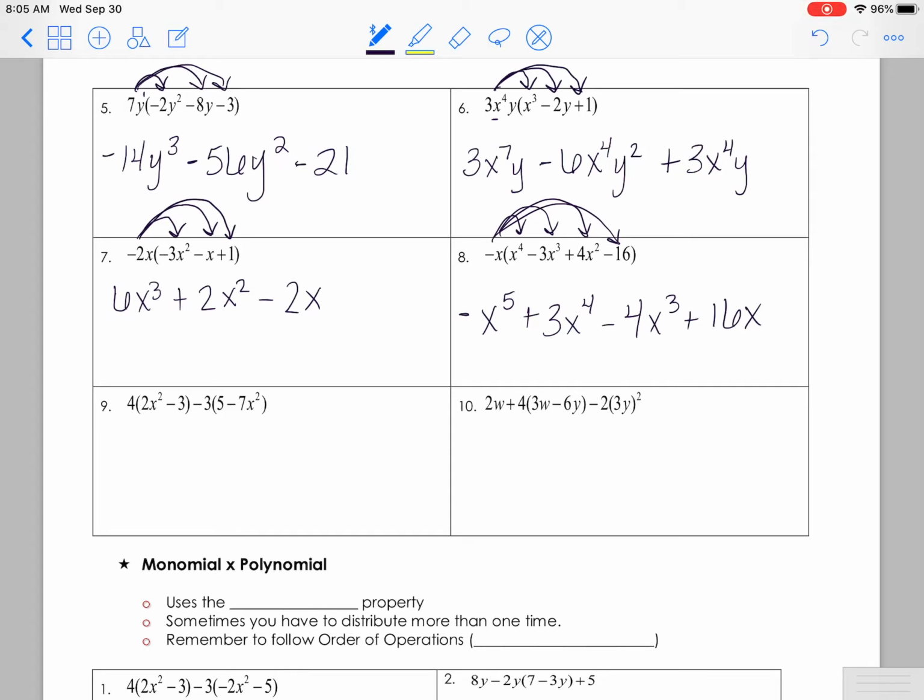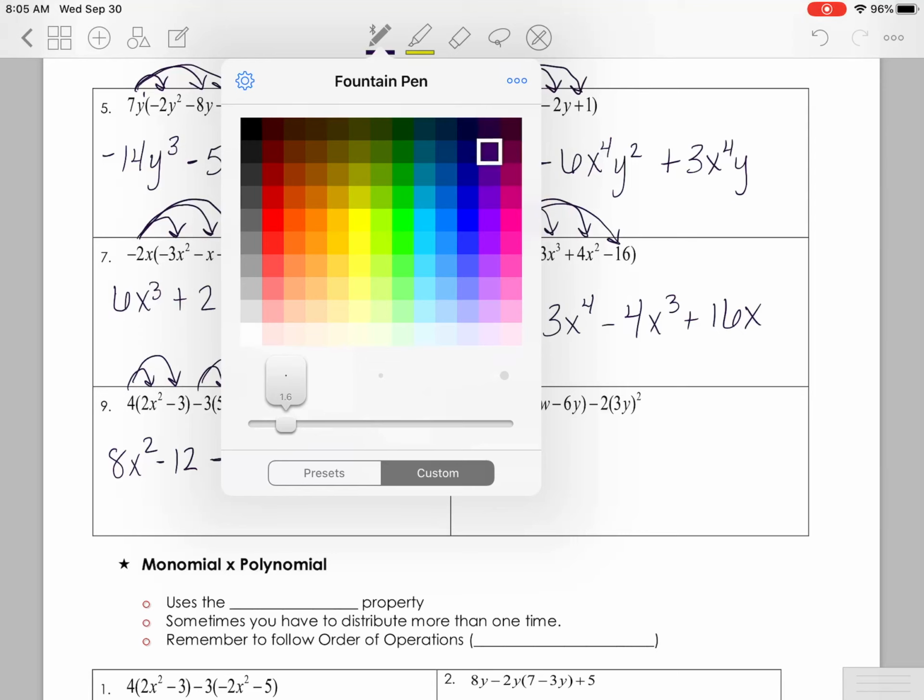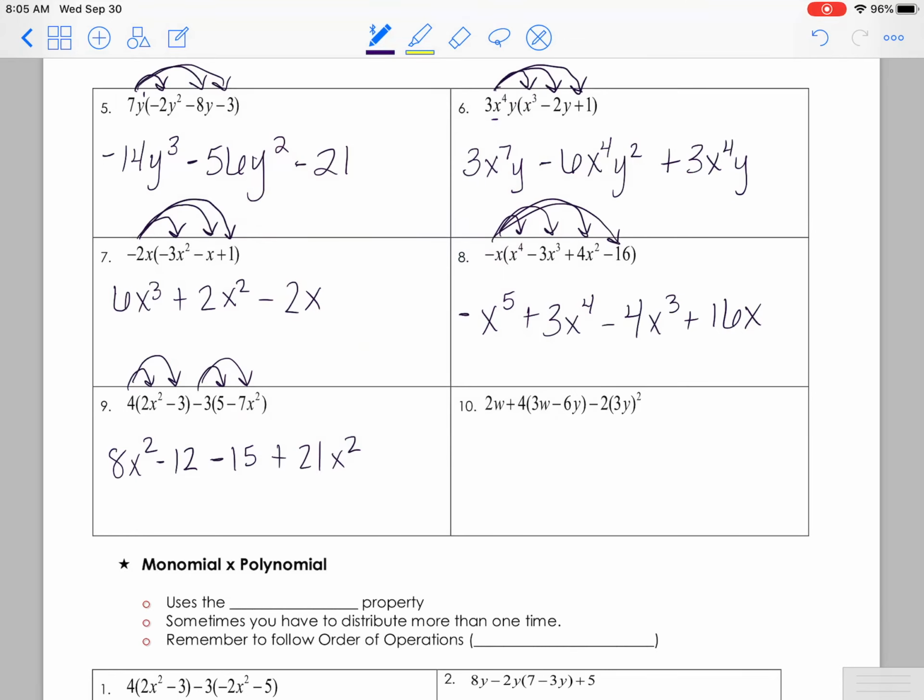Not too bad with that one. Now this one here, we have 2 sets of the distributive property. So this would get me 8x squared minus 12. Now be careful, you're distributing a negative 3 with this one. So this gets you a negative 15 plus 21x squared. Now in this case, I am able to combine some like terms. I got an 8x squared and a 21x squared.